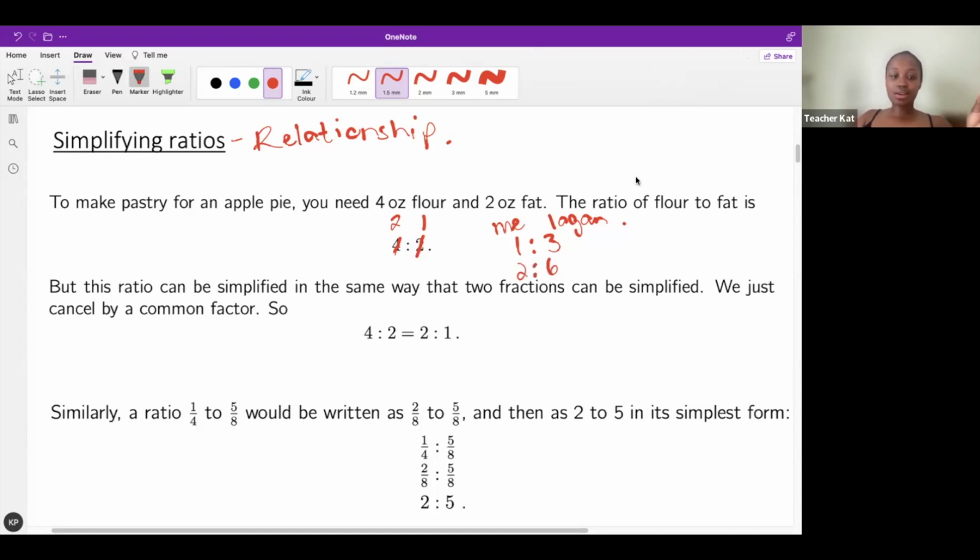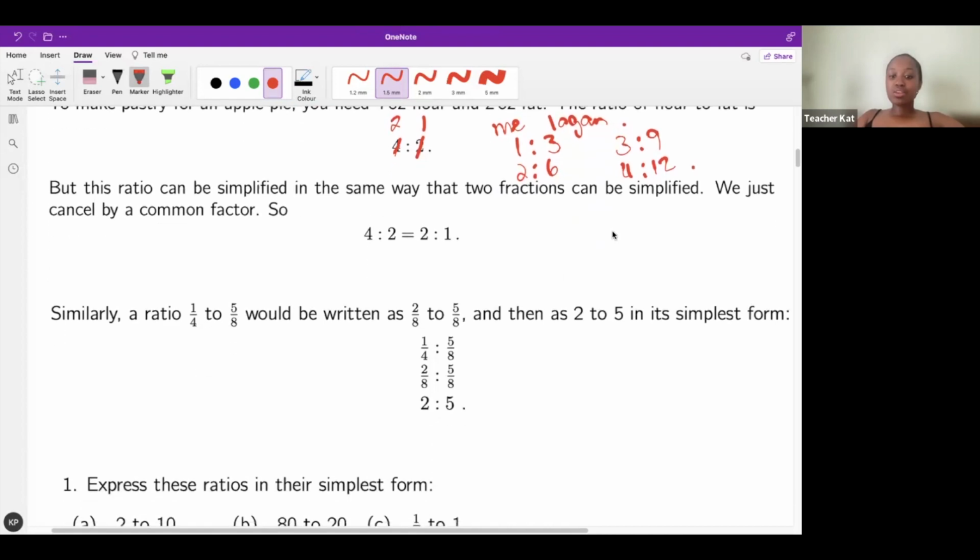So it does not necessarily mean that we have 1 and 3. We could have 2 and 6, or we could have 3 and 9, or we could have 4 and 12. It just shows you how the sweets are divided. Do you guys understand this? So that's what a ratio is, but you always write it in its simplest form. Okay, we always write ratios in their simplest form.